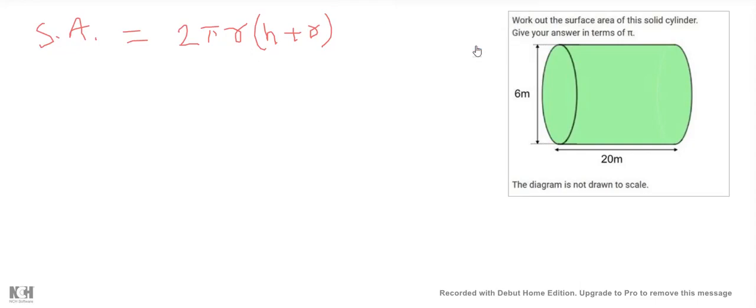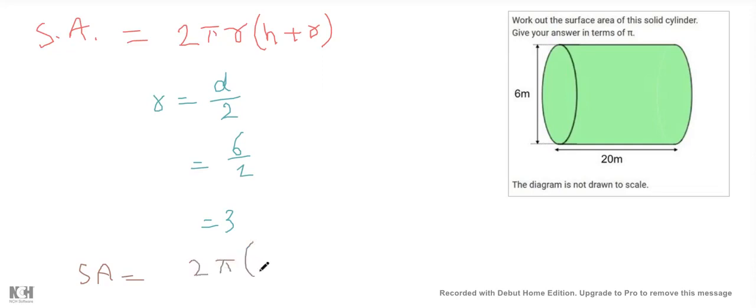From the figure we can see that the diameter of the cylinder is 6 meters, and we know that the radius is equal to half of the diameter. So we'll write radius as 6 over 2, which gives us a value of 3. Height is clearly indicated as 20 meters. So we'll substitute everything in this formula and we'll see what is the value of the surface area.